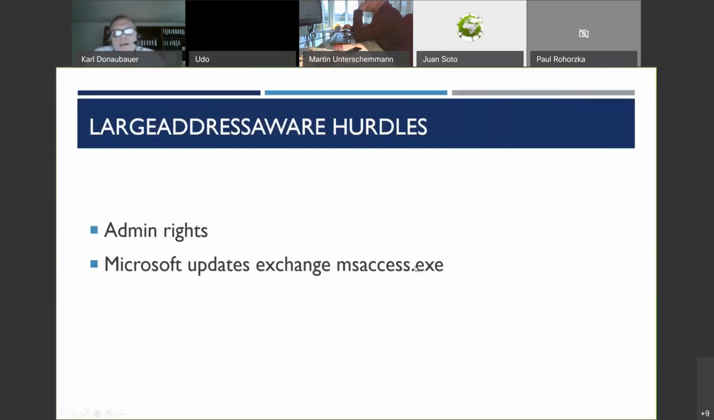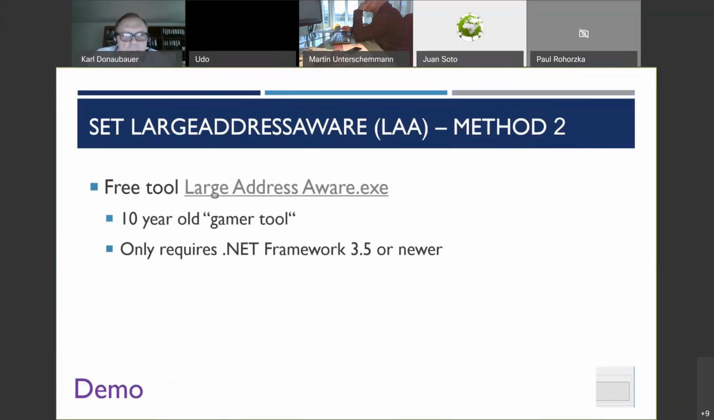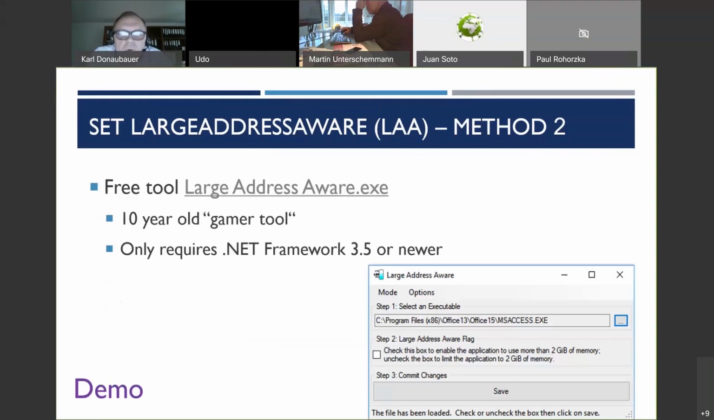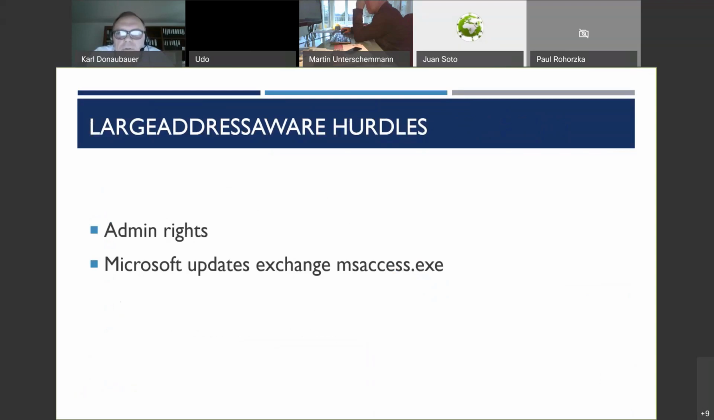This is a problem. The guy who introduced it to us at the AK works for a company that works for a huge European company that has about 6,000 installations of Access out there. And the only problem they have, it works perfect, the large address aware switch, but the only problem they have is Microsoft Update. And they even have made a menu point in their big software to set the flag again when people experience a problem. So that's their solution. But of course, it would be much better if Microsoft could do a better job here.